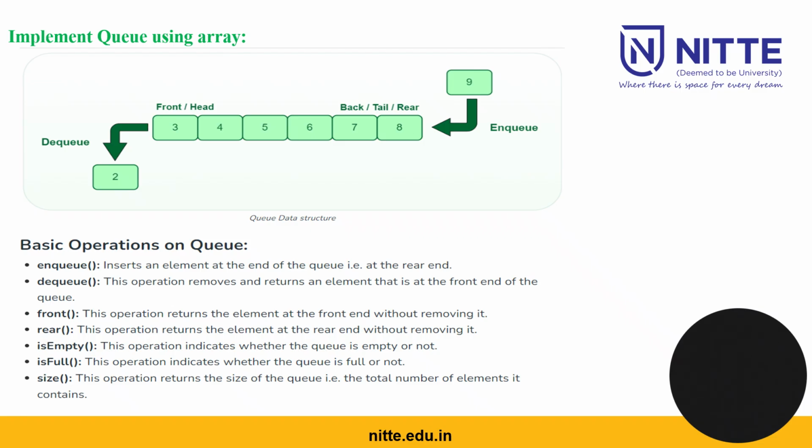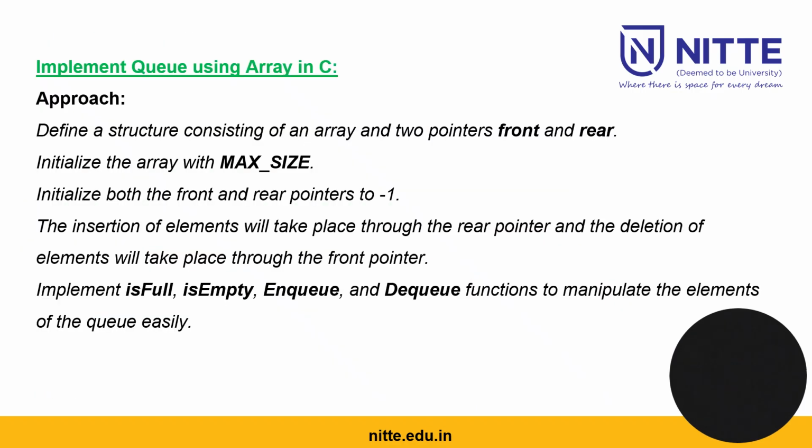Now we will see how to implement the queue using an array. You can see this is an array, and here is the rear end and this is the front end. From the rear end we will enqueue an element, and from the front end we will dequeue an element. The basic operations here are enqueue, dequeue, front, rear, is empty, is full, size. These are all the common basic operations of a queue.